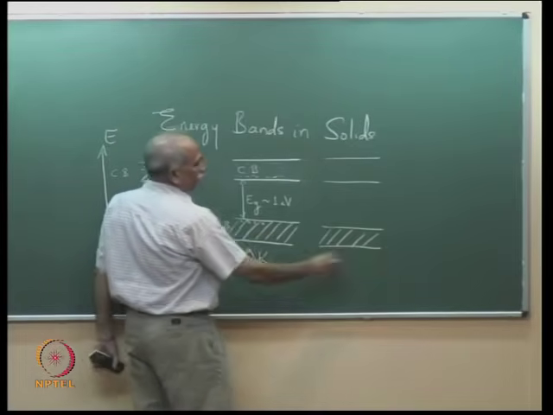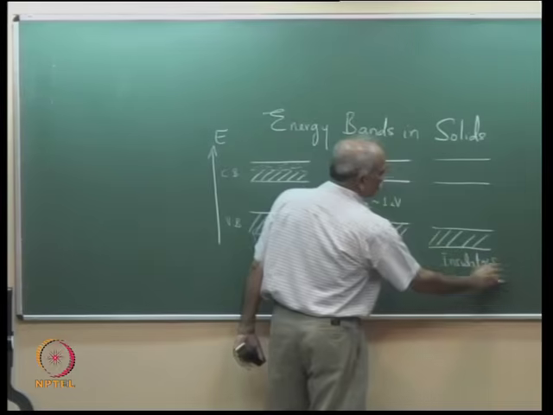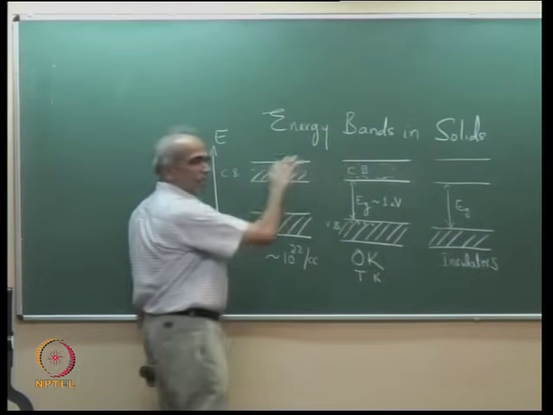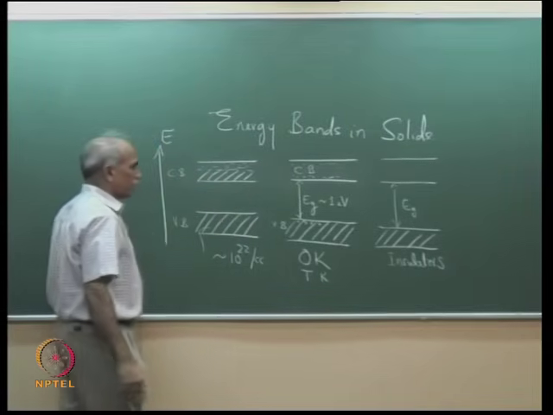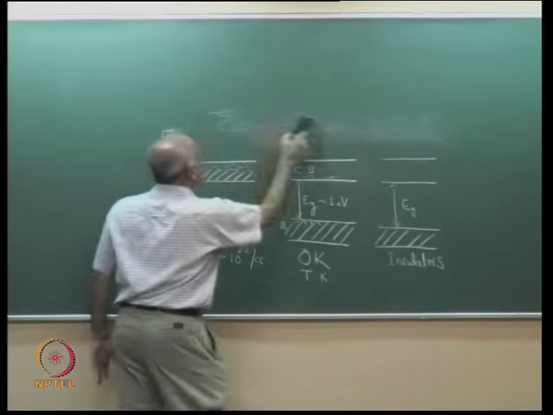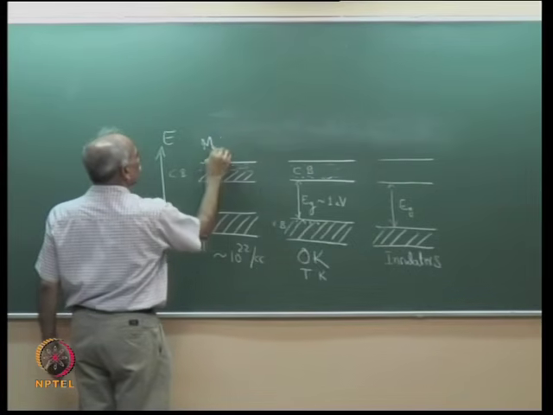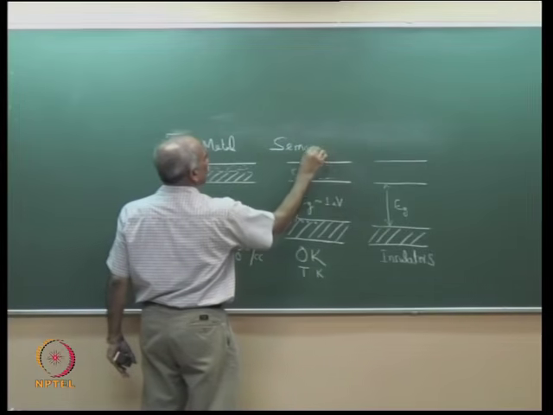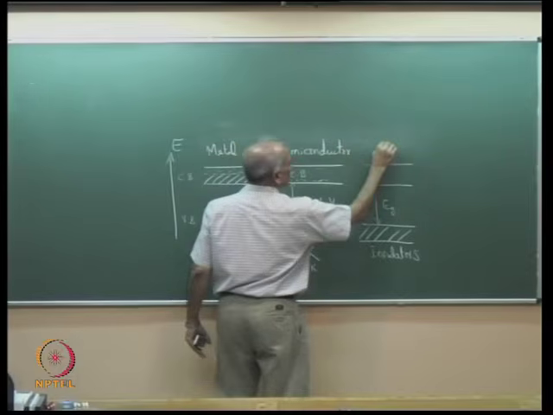In the case of insulators, the band gap here, energy gap, is very large. I have shown them all at the same level, but please see that these gaps are different for the 3 different materials. So, what I have drawn is energy bands in solids. So, metal, semiconductor, and insulator.